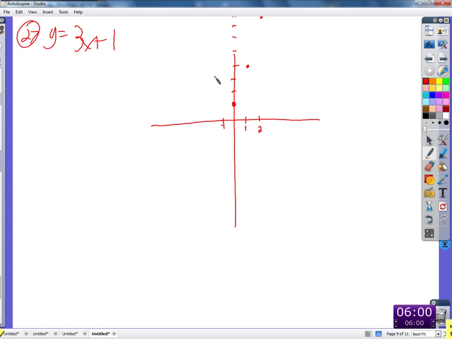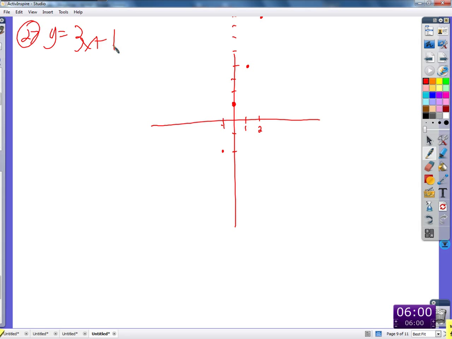2. About negative 2. Right. 3 times negative 1 is negative 3. 1 minus 3 is negative 2. So at whatever number you're choosing, like 1, 2, and stuff like that, you're putting it in where x is, and then doing everything else. Yes. Okay. And you can see the pattern is emerging.